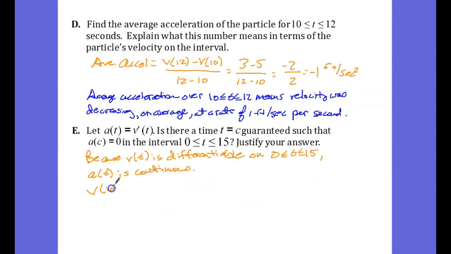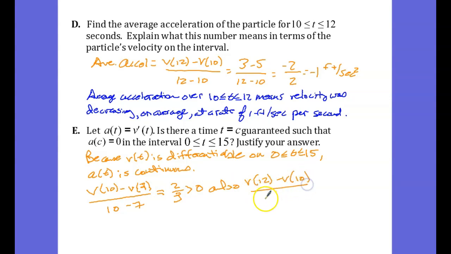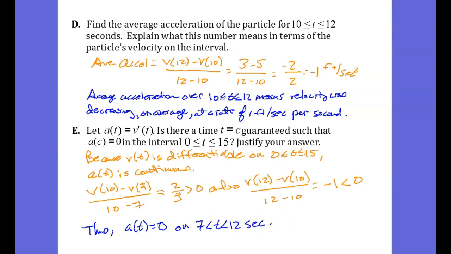So v of 10 minus v of 7 over 10 minus 7 is equal to 2/3, which is positive. Also, v of 12 minus v of 10 over 12 minus 10 gives us negative 1, which is negative. And so here's our argument. Thus, a of t equals 0 on 7 less than t less than 12 seconds.